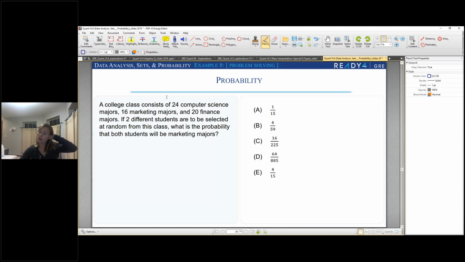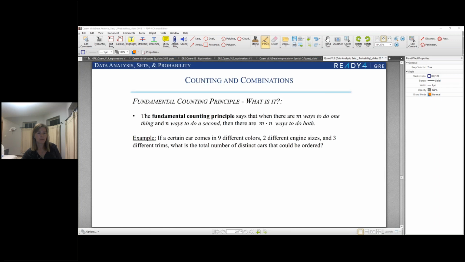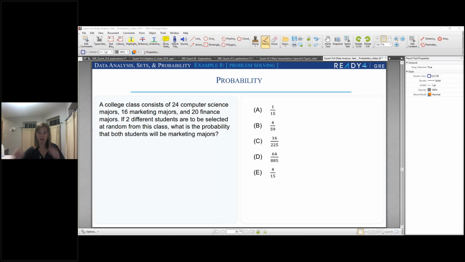Okay. So let me get to this, which I think will be our last problem tonight. We'll do 2 problems maybe, okay? But I think this might be the last one. Okay, so this one says we have a college class consisting of 24 computer science majors, 16 marketing majors, and 20 finance majors. 2 students are going to be selected at random. What's the probability that both students will be marketing majors?